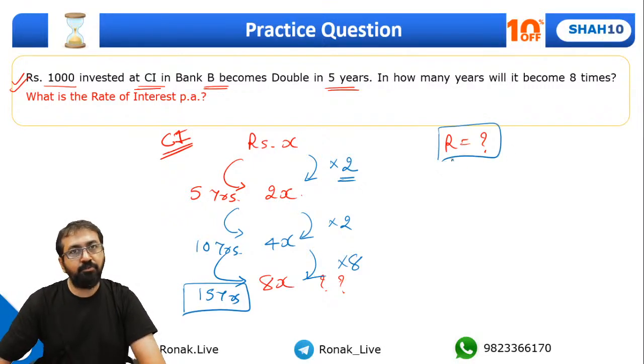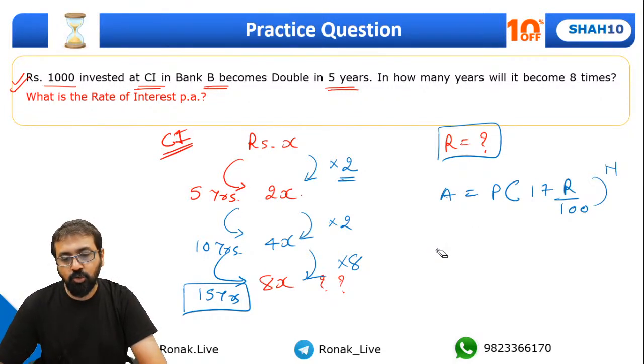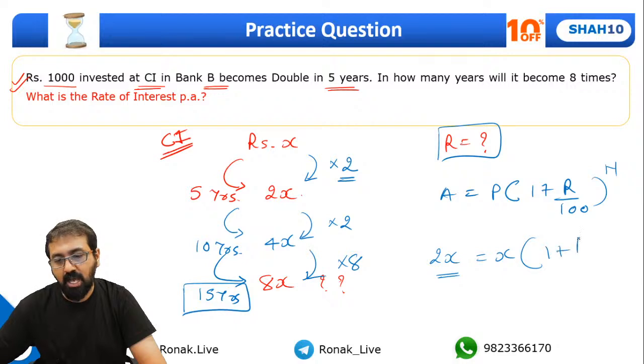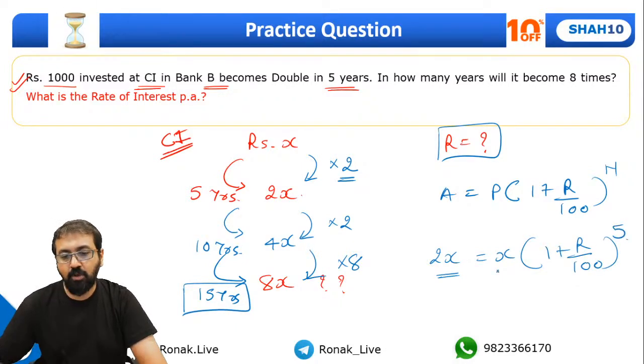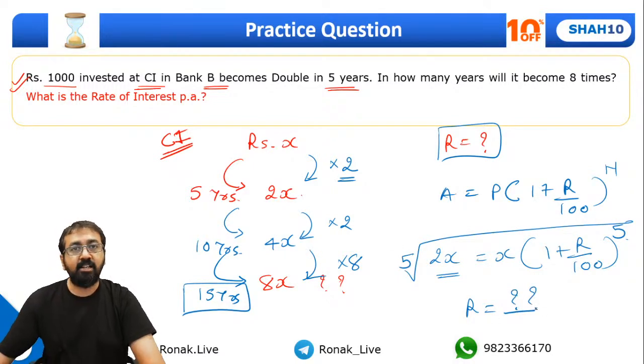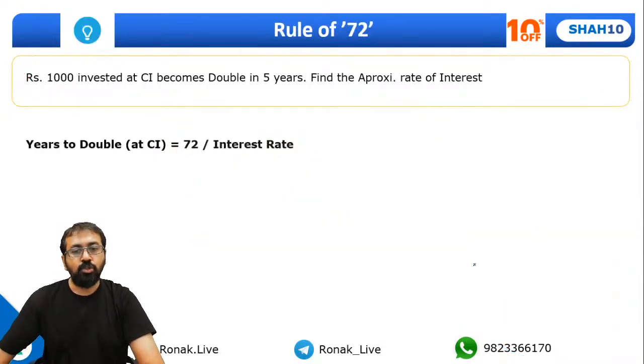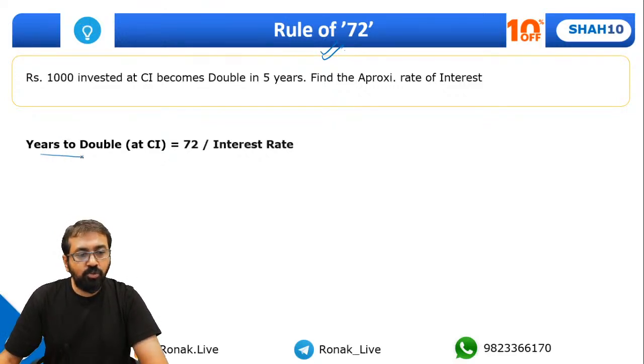Rate of interest is very difficult because amount is equal to principal into 1 plus r upon 100 whole raised to n. Now it is becoming what? Double, that is 2x. If I invested X rupees, it became 2x in 5 years. So x into (1 plus r upon 100) raised to 5. Okay, so we need to take fifth root on both sides. So finding r is very complicated, isn't that? So this is where we will use something called rule of 72. क्या यूज करेंगे? Rule of 72 यूज करेंगे. So let's understand what is the rule of 72. Everyone, what is rule of 72? Straight away, years to become double at CI is equal to 72 divided by interest rate.